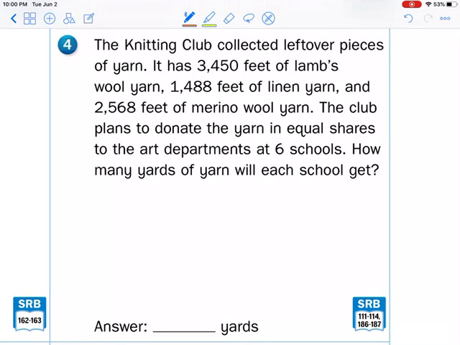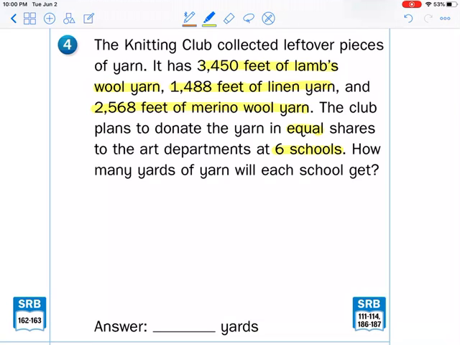Okay, number 4. The knitting club collected leftover pieces of yarn. It has 3,450 feet of lamb's wool yarn, 1,488 feet of linen yarn, and 2,568 feet of merino wool yarn. The club plans to donate the yarn in equal shares to the art department at 6 schools. How many yards of yarn will each school get?